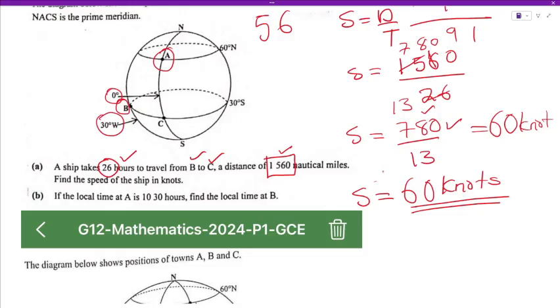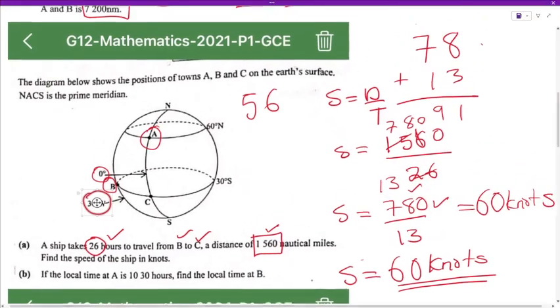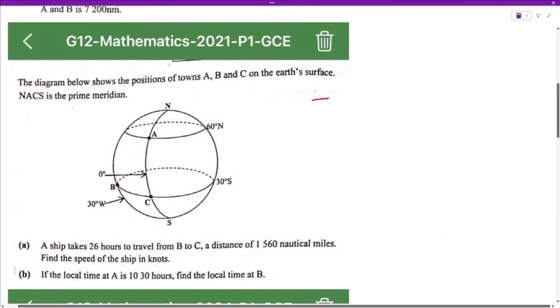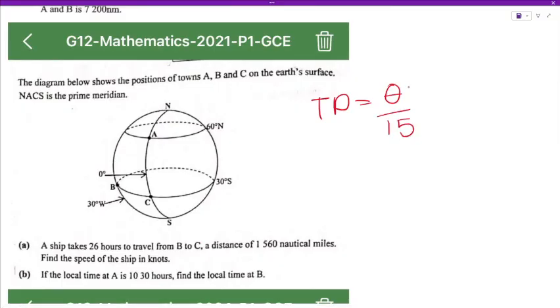So here we're going to use our formula for finding the time difference, which is TD equal to theta over 15. We said the time difference comes from the difference in longitude between the 2 points whose time you are calculating. So we have A and B. A is on 0 degrees, B is on 30 degrees west. So automatically your theta becomes 30 degrees, because it's going to be 30 minus 0, right? Here there's no need to check whether they're in the same hemisphere. You simply subtract or add.